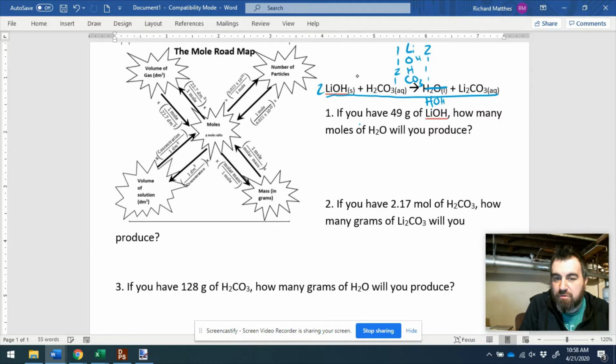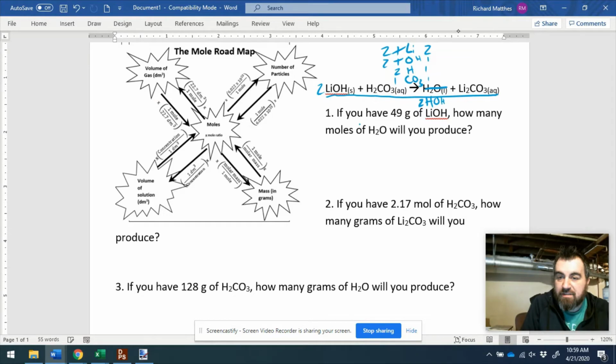We're going to put a 2 in front of this, so this makes this a 2 and this a 2, so then we're going to put a 2 in front of that. Now we've got a balanced equation. So 2 lithium hydroxides plus carbonic acid makes water and lithium carbonate. Okay, so that's the first place we got to start. We always have to balance the equation first.